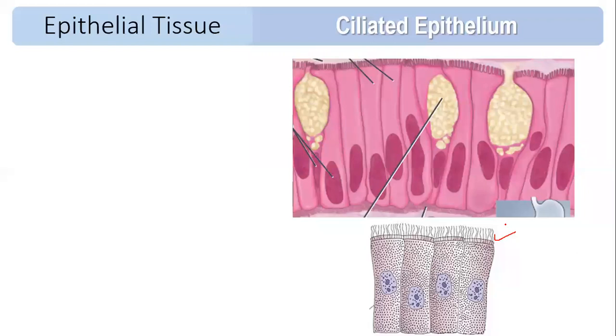Their free ends are broad, while their narrow end is resting on the basement membrane. This end is called the basal end. That basal end is narrow, and the apical end is broad, right? So this is the apical end, and that apical or free end is provided with a hair-like structure called cilia.